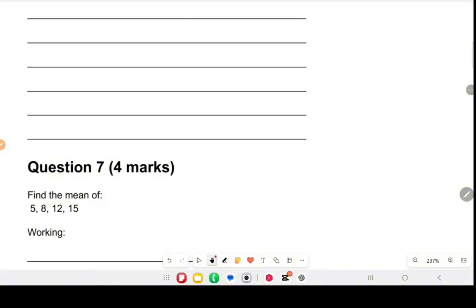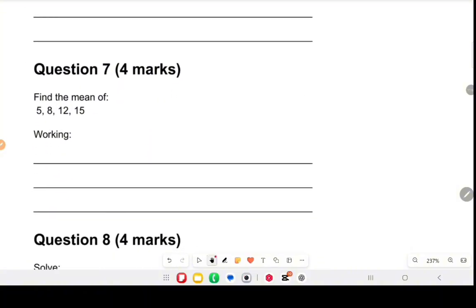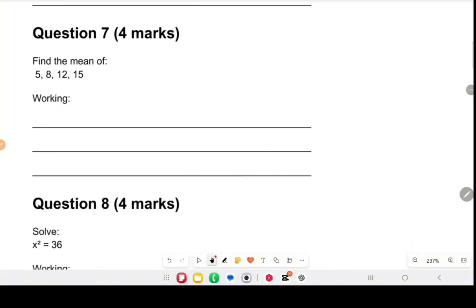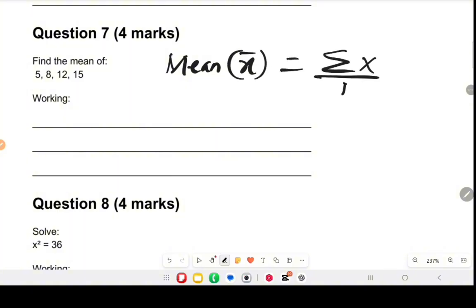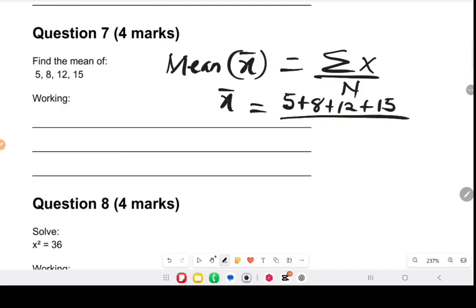We are moving further. Then we have: find the mean of 5, 8, 12, and 15. Mean, which is x bar, is equal to summation x all over n, where summation x is when we sum all the numbers given or all the events. This means mean is equal to 5 plus 8 plus 12 plus 15 all over, how many are they?